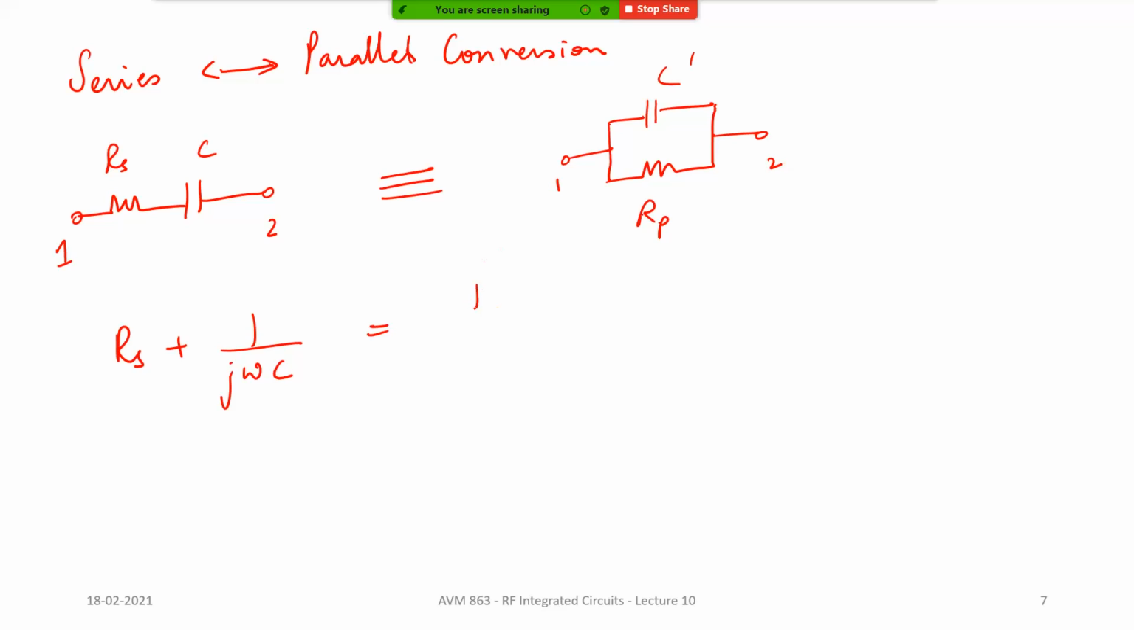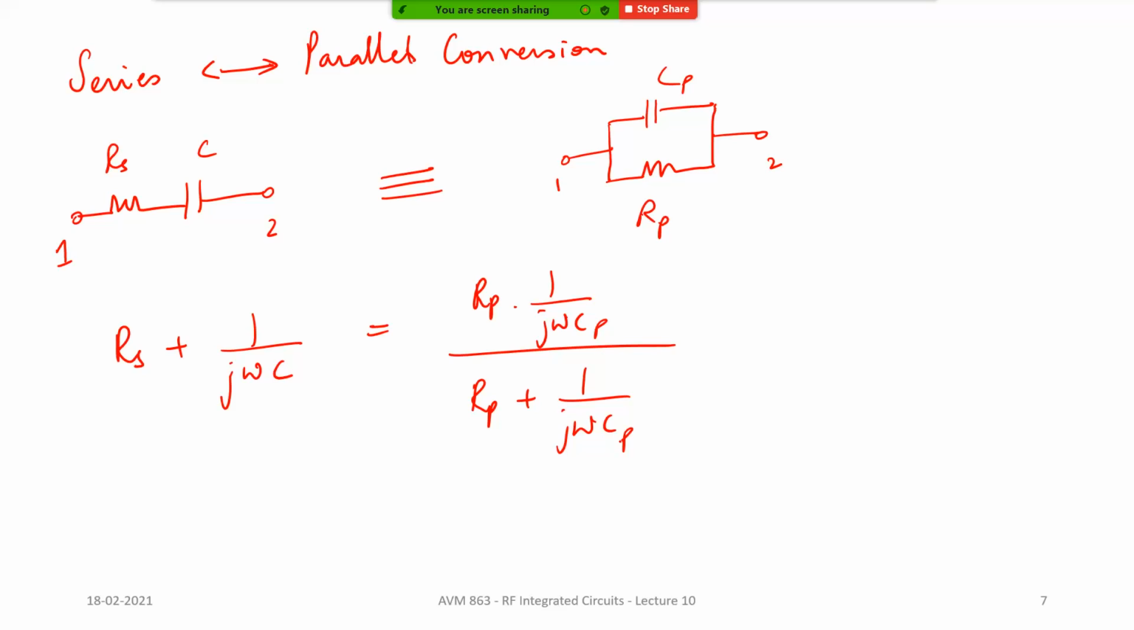What is the impedance here? It's a parallel combination. So it becomes Rp into 1 over j omega C dash, divided by Rp plus 1 over j omega C dash. Or instead of writing dashes, let me just say it is Cp, makes life a little easier.